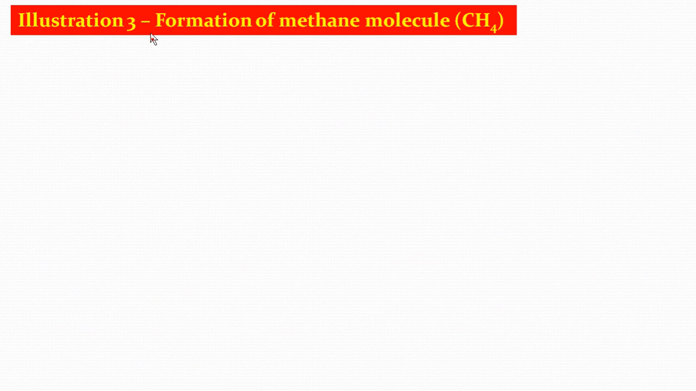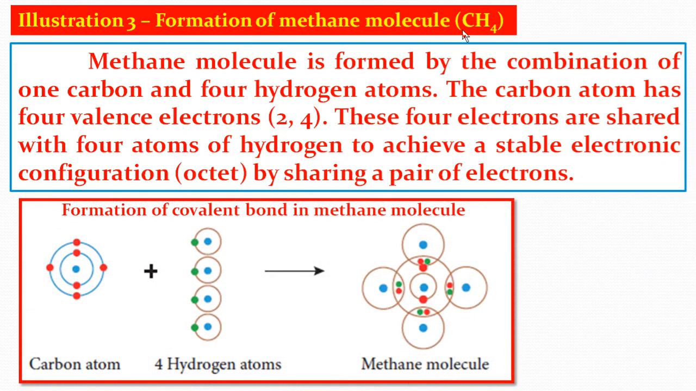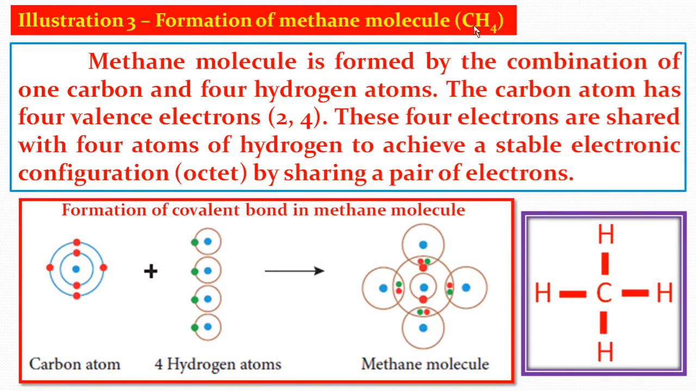Now come to the next example or illustration. Third one, formation of the methane molecule. The molecular formula of methane is CH4: only one C and 4 hydrogen atoms. So carbon comes into the picture. The atomic number of carbon is 6, so 2, 4. The carbon has 4 electrons in the outermost shell: 1, 2, 3, 4. So the carbon atom needs 4 electrons to complete the stable octet electronic configuration.